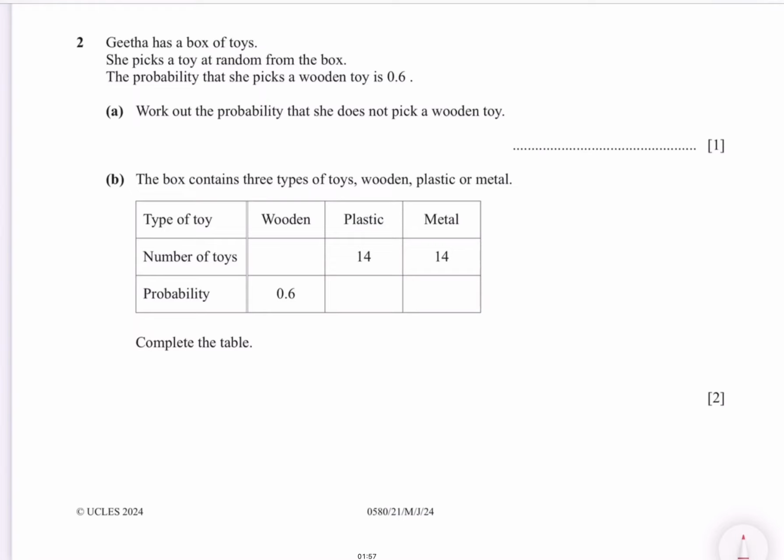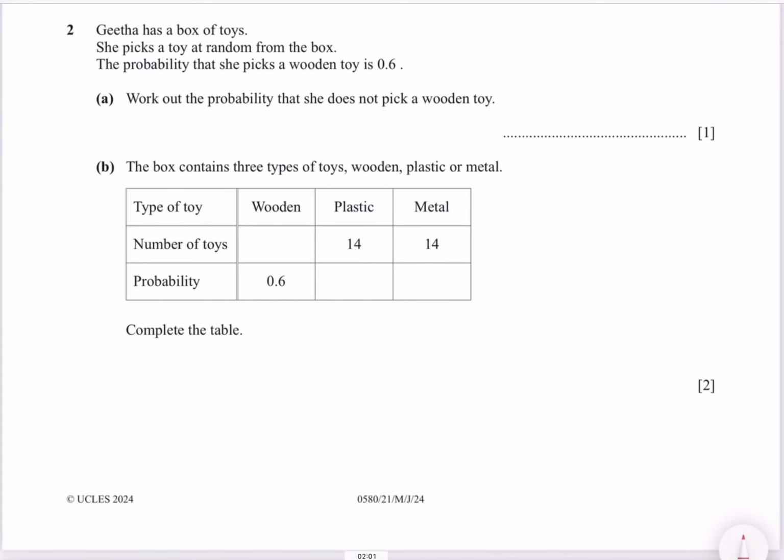So you subtract the given probability of picking a wooden toy, which is 0.6, from 1. So 1 is a complete probability. So 1 minus 0.6 will give you the probability that she does not pick a wooden toy. So 0.4 would be the answer.